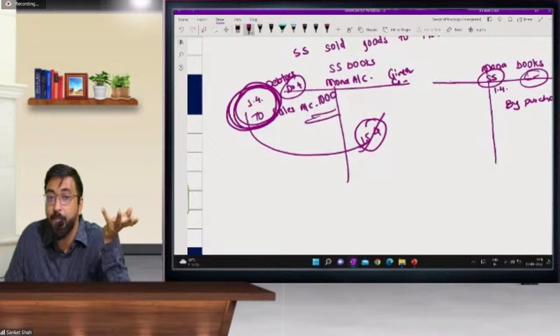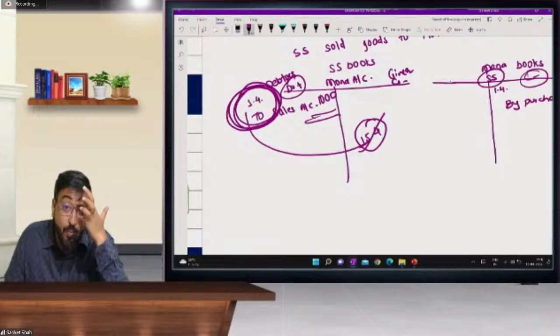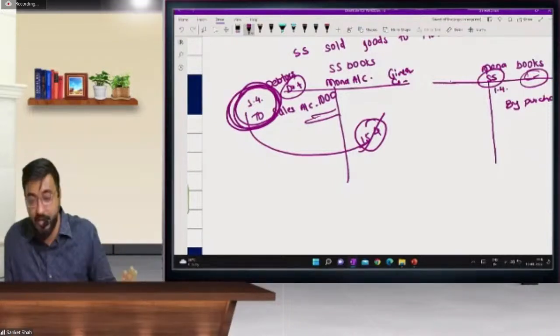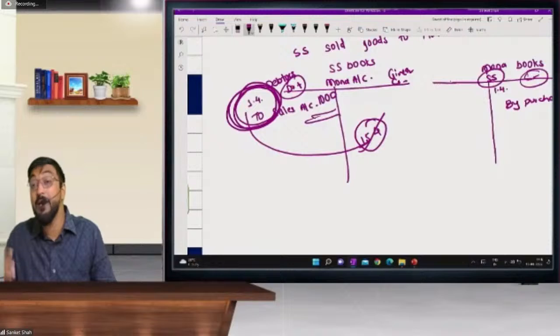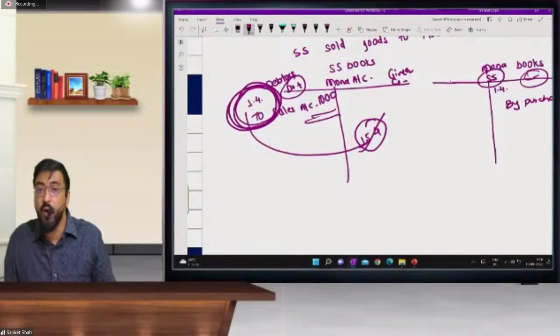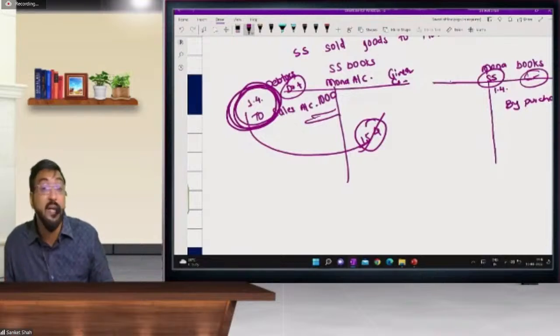But after 15 days, if she is not making a payment, then I have to pay interest to Mona ma'am. Oh, sorry. Mona ma'am will pay me interest if she is not making payment on 15th of April. But this statement does not tell you about interest calculation. So we need a separate statement for interest calculation.